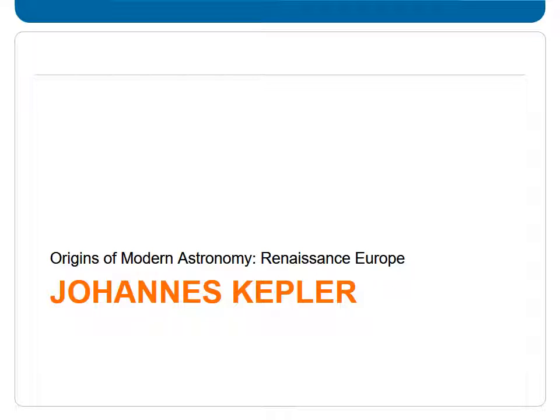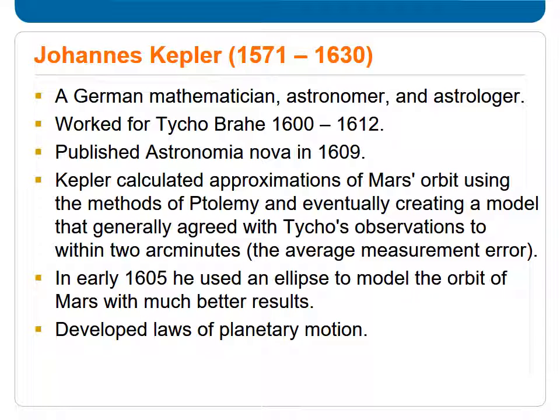This section discusses the life of Johann Kepler. Kepler was a German mathematician, astronomer, astrologer. He worked for Tycho Brahe from 1600 to 1612. He published the Astronomia Nova in 1609.